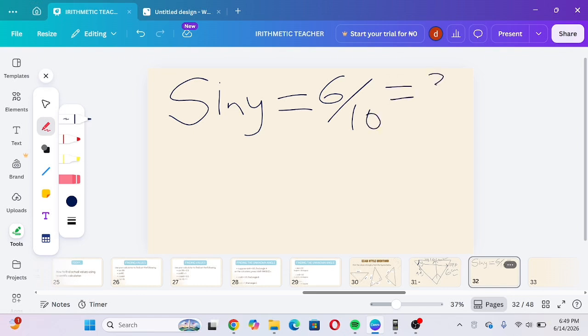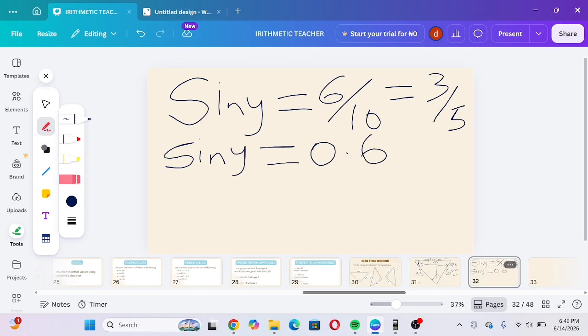So you need to reduce it to its lowest term to give you 3 over 5. Then again, express it in decimal, since we need to find the angle. So 3 divided by 5 in decimal will give you 0.6. So now we can find our y.